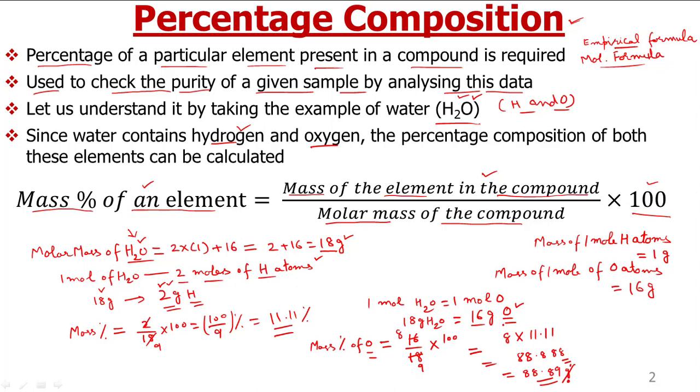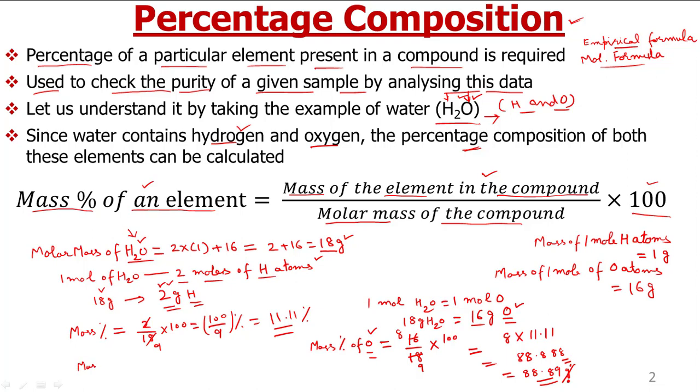So it was quite easy. That is how we calculate the percentage composition of a given compound. Percentage composition means mass percentage of individual atoms present in a compound. Alternatively, we could also have calculated the mass percentage of oxygen by simply subtracting this from 100. Now the mass percentage of all the components will be 100.